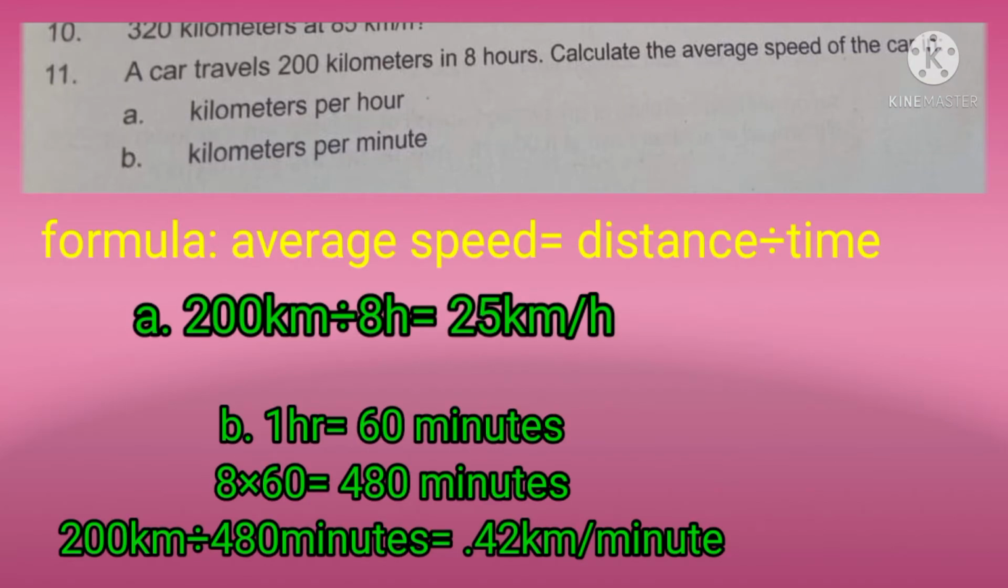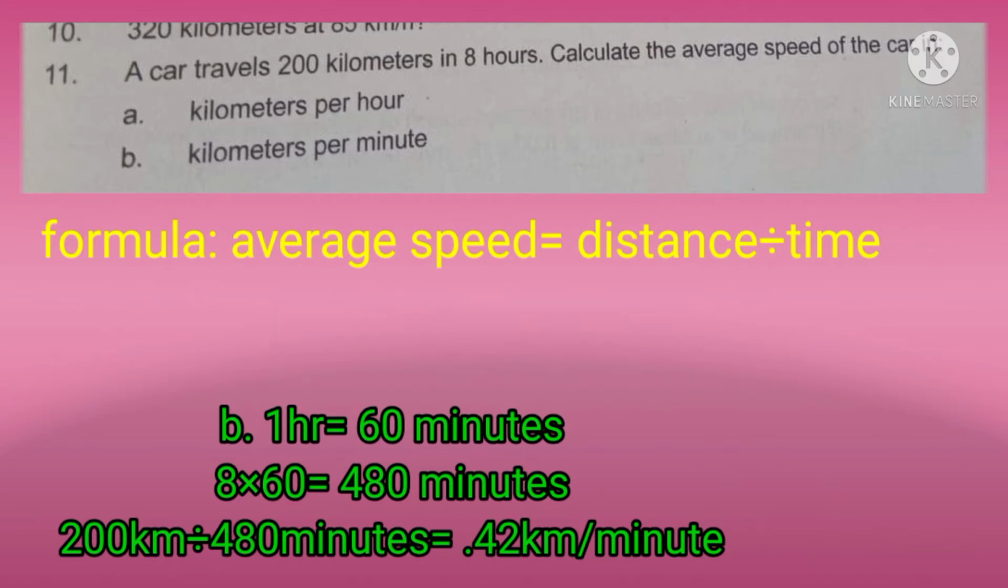In number 11, a car travels 200 kilometers in 8 hours. Calculate the average speed of the car. The formula here is average speed is equal to distance divided by time. So you have to divide the distance over the time. So in letter A, 200 kilometers divided by 8 is equal to 25 kilometers per hour. That's the answer.